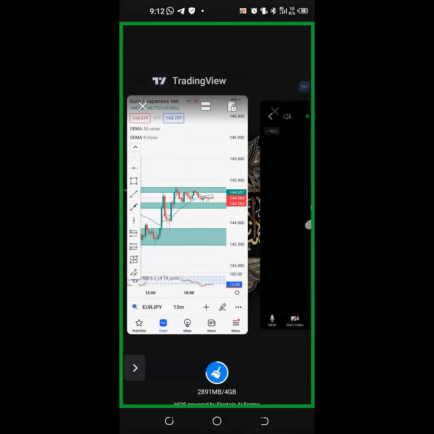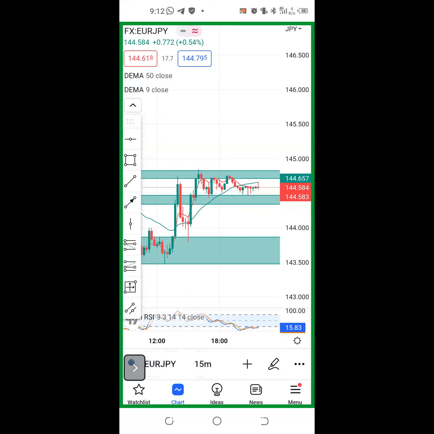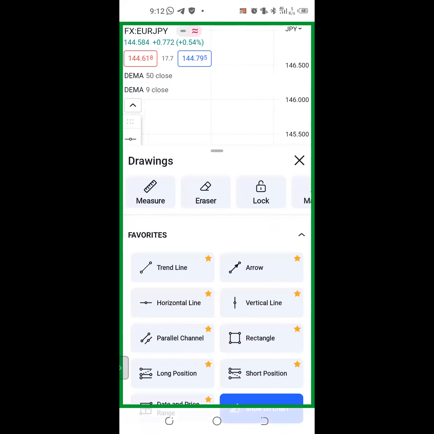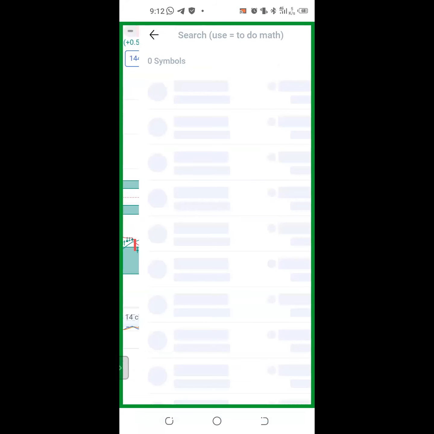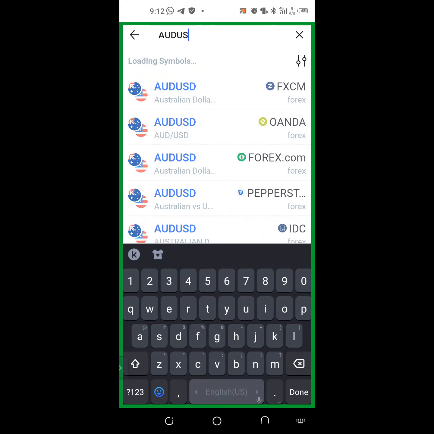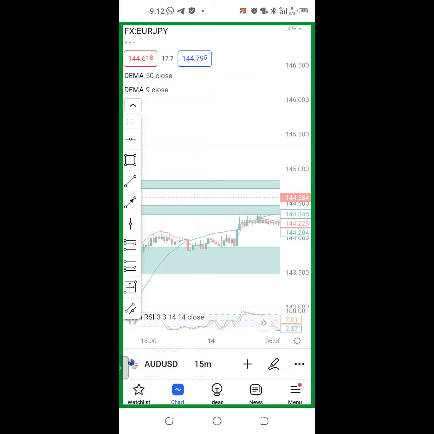Let me delete this one. Let's use another currency. Which one should we use? AUD/USD. Let's check out AUD/USD for an example of what we call a multiple rejection area. That is where you see prices being rejected multiple times.